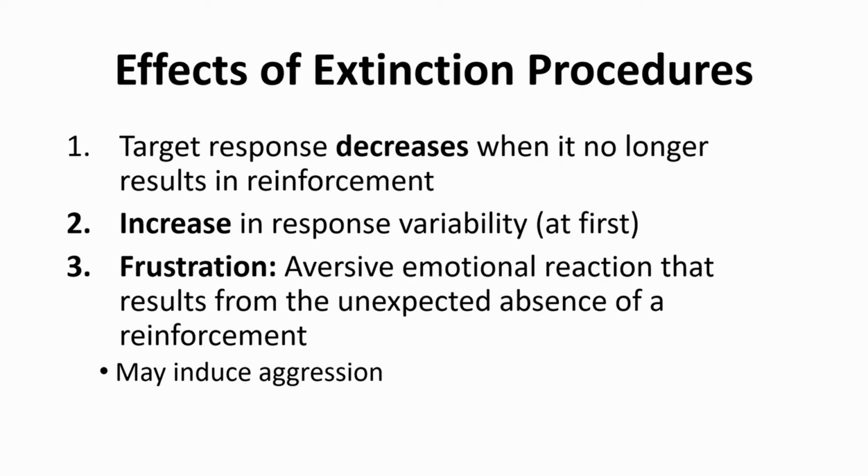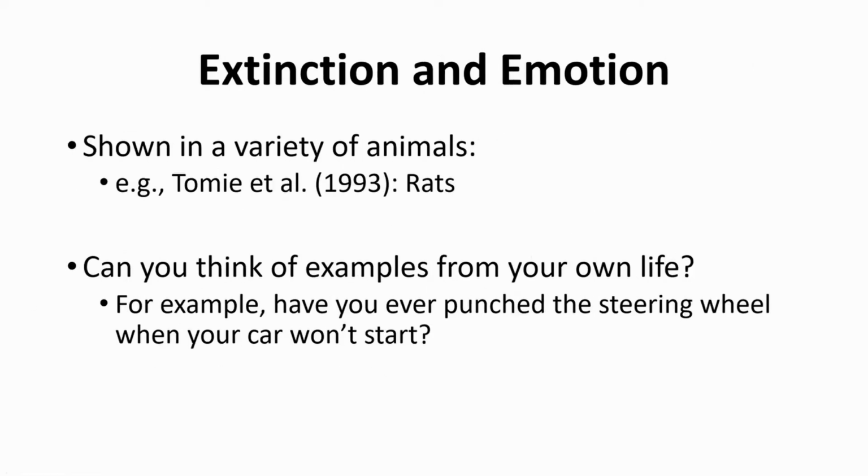If we think back to our vending machine problem earlier on, if you've ever watched someone who's had a vending machine eat their money or not give them their food or whatever, if they start shouting at it or violently shaking it, that would be an instance of frustration. And this has been shown in a variety of animals. We're going to keep on with our trend of rats, but it's been seen in pigeons and humans and all sorts of different species as well.